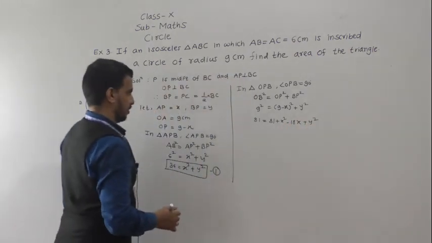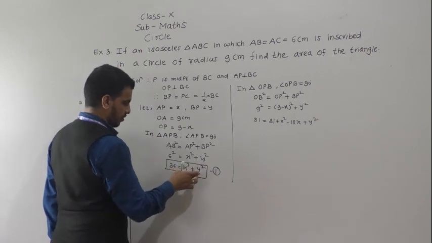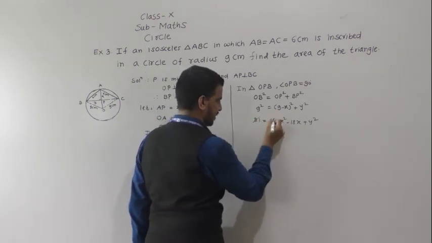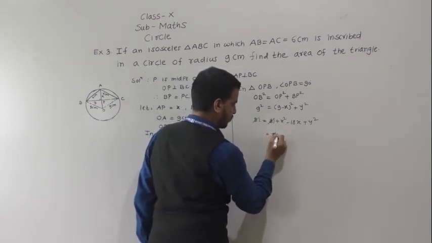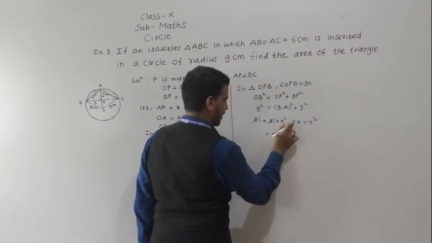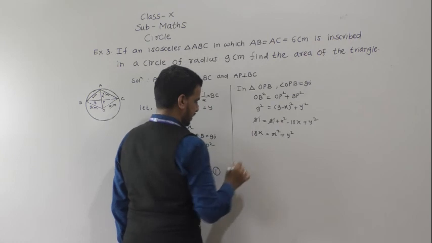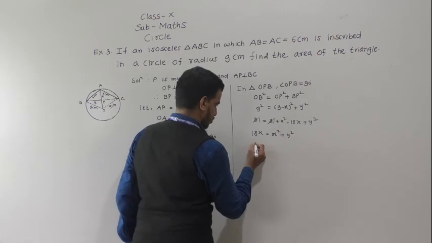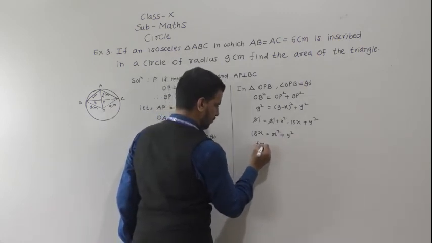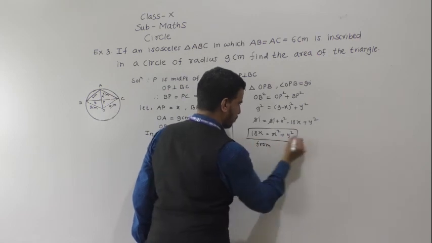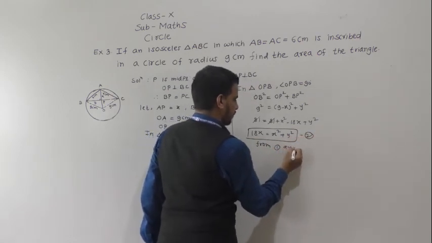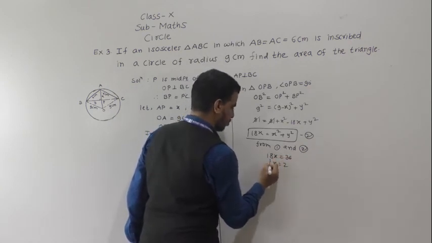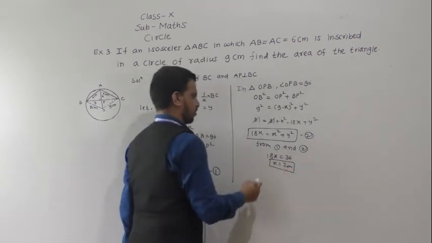Okay, first simplify this. This 81 will get cancelled. So here we have X square plus Y square minus 18X. If we shift it here, that is plus 18X. If we equate this, X square plus Y square, from 1 and 2, 18X is equal to 36, so X is equal to 2 centimeter.